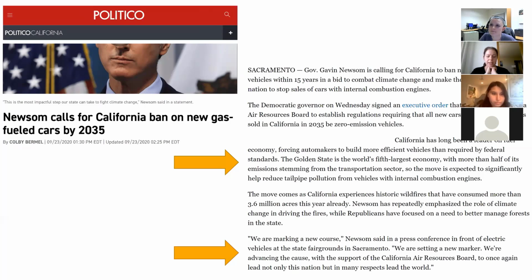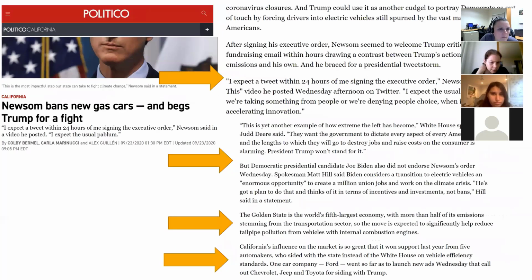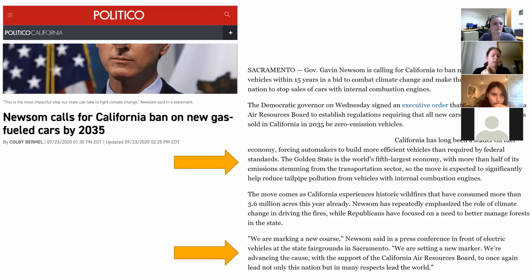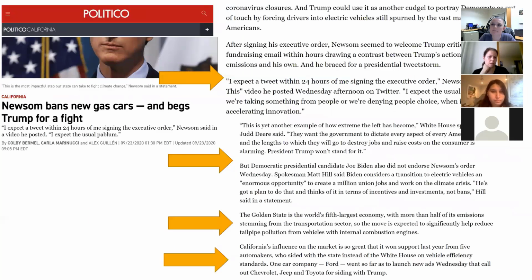It could be. What time was each article published? 9:23 at 1:30 p.m. and 9:20. It says the same time. Oh no, wait. It says updated. Okay, 9:05 p.m. So this one was actually updated later in the evening. Well, I noticed the other one had California right above the headline. So I'm wondering, do they both? Oh, they both do. Okay. Which is interesting, right? Yeah, it is. That is a good question.